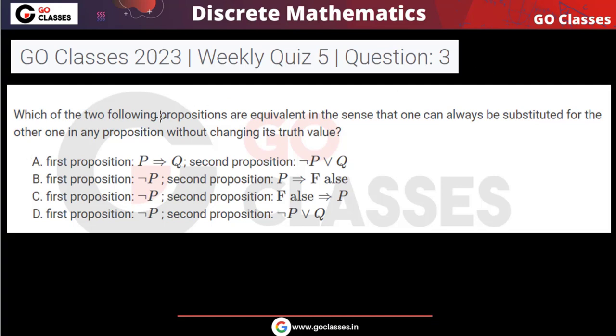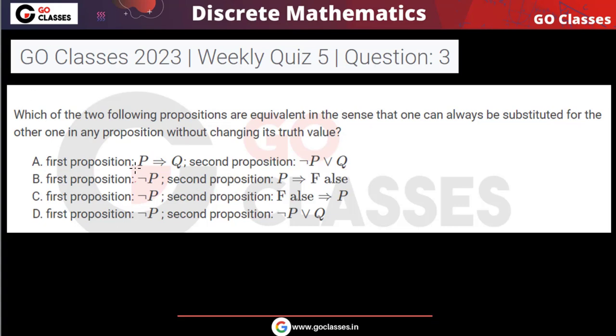Which of the following, okay, so actually this should be: which of the two following propositions are equivalent in the sense that one can be substituted for the other one in any proposition without changing its truth value. So basically the question is asking which of them are equivalent. For example, this is the first proposition. Is it equivalent to the second proposition? So this is the question.